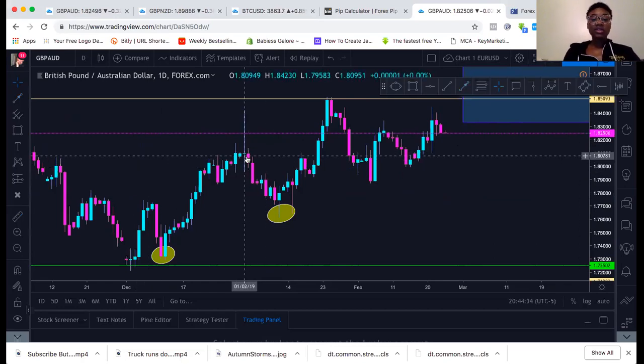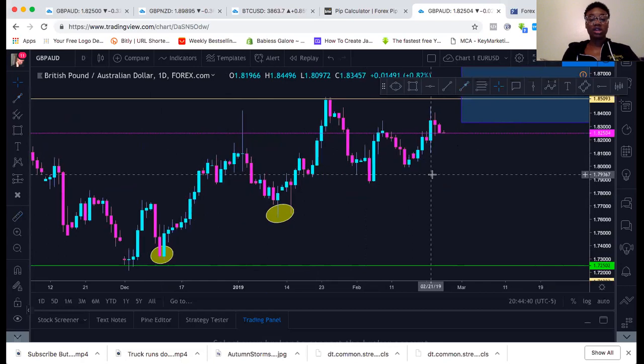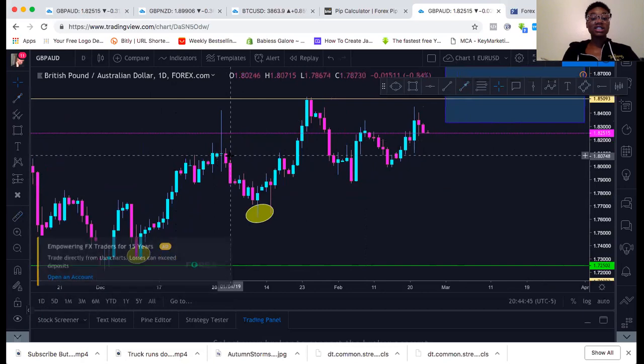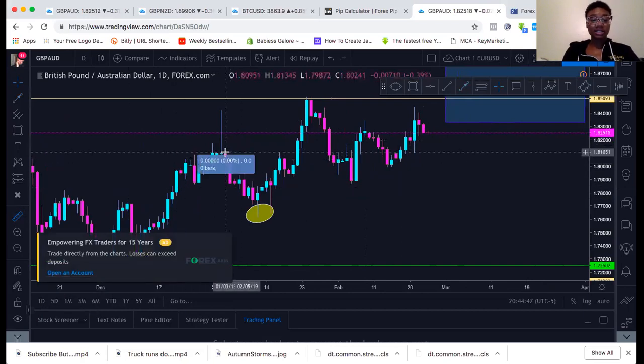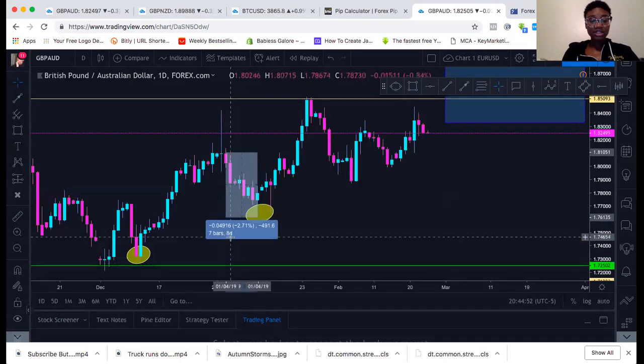Understood. So if your goal was 200 pips, you would have got your 200 pip goal. There are so many different ways to trade. And wait, that's not even a day, right? That's just a couple of hours. This is actually a day. It tells you right here how long this actually took. This took 8 days.